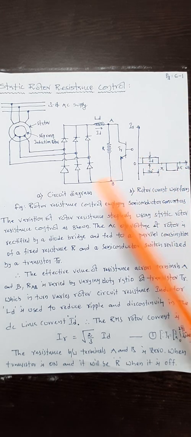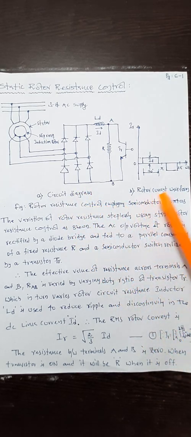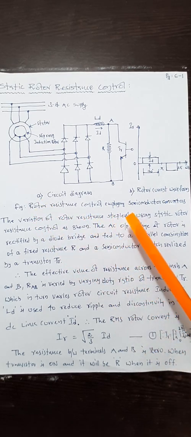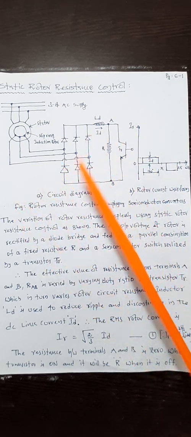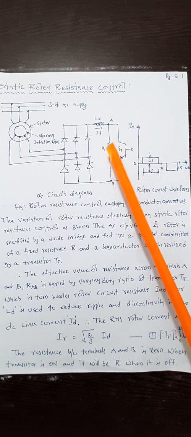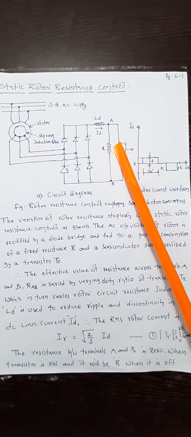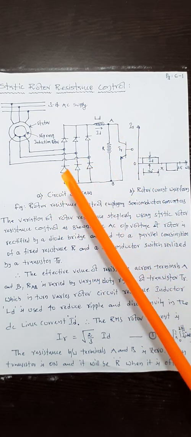Here is the circuit diagram of a static rotor resistance control, and the other one is the current waveform. Therefore, this is rotor resistance control employing a semiconductor converter. Let us start the discussion: how the rotor resistance is statically varied, how the torque is to be changed, and how the speed is to be changed.